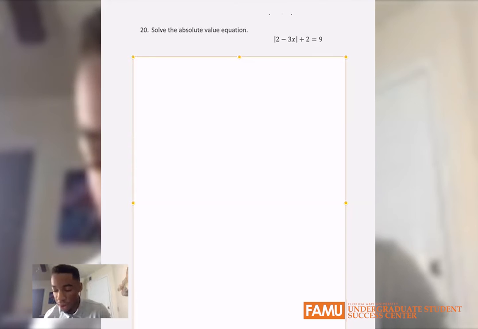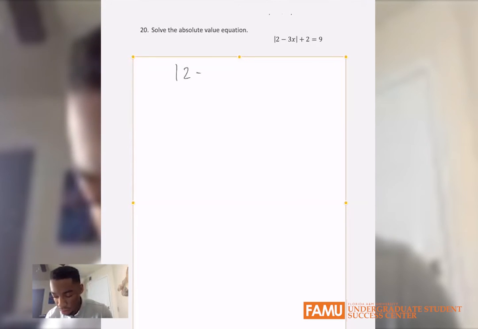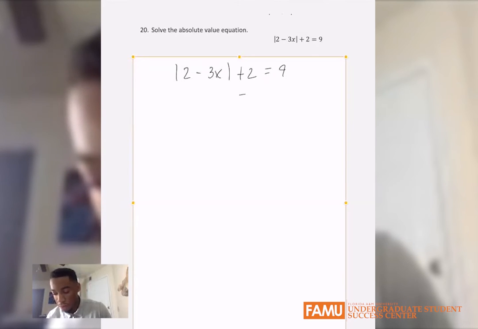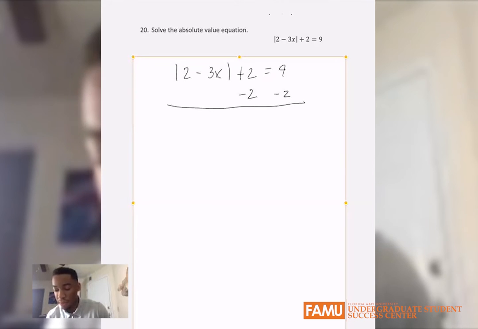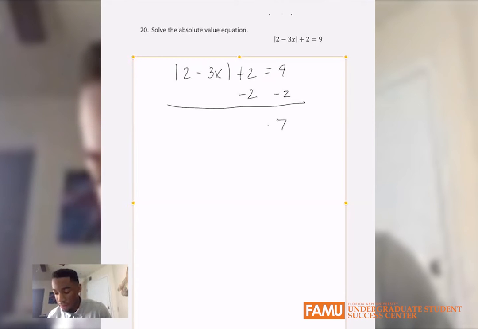So here, I'll just write out the problem. The absolute value of 2 minus 3x, plus 2, is equal to 9. So we're going to go very simplistic. First, you want to start with everything outside of the absolute value. So in this case, we're going to be getting rid of this positive 2. And now we have 7 is equal to the absolute value of 2 minus 3x.